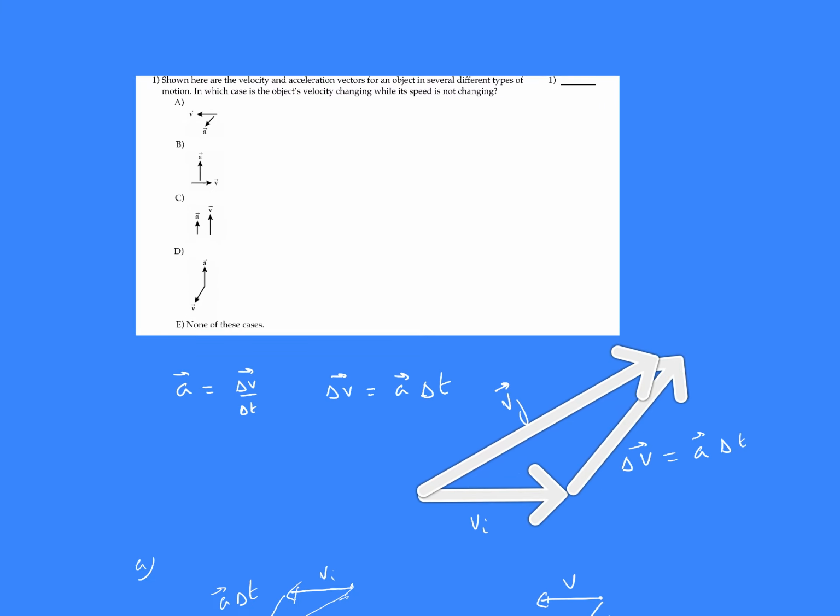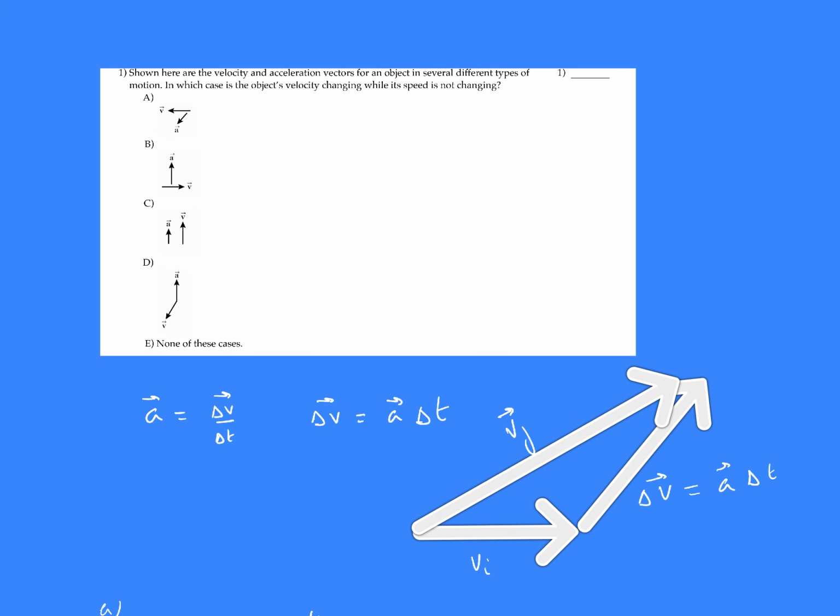Okay, and welcome back to solving problems for chapter 3 from the study guide. Let's analyze the first problem. The first problem says like this: these figures show velocity and acceleration vectors in several situations. In which case is the object's velocity changing while its speed is not changing?